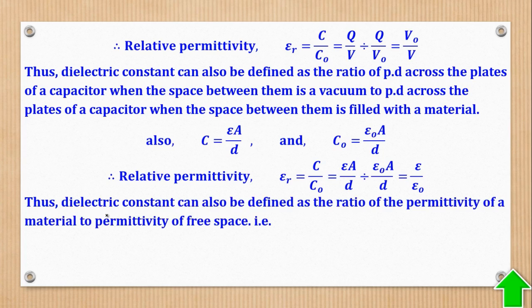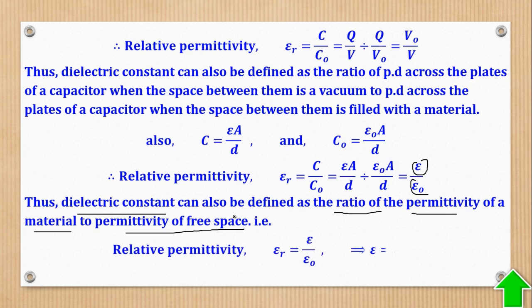So relative permittivity, or dielectric constant, like I told you they are the same, can also be defined as the ratio of the permittivity of a material to the permittivity of free space. So it has to be material first, followed by free space. I think this is more friendly because it is brief. So any of the three definitions is okay, though personally I would prefer this one, which is a little brief.